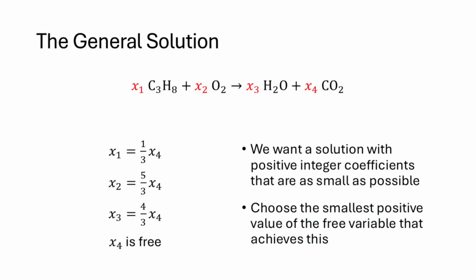Now, ordinarily, we would be done at this point, but what we're looking for is a specific solution to this system of equations. We want the solution that has the smallest possible positive integer coefficients. And so we're looking for the value of x4 that makes all of our variables be integers, and we want the variables to be as small as possible. So because we've got coefficients of 1/3, 5/3, and 4/3 in our general solution, we should hopefully see that the solution that we're looking for is x4 equals 3.